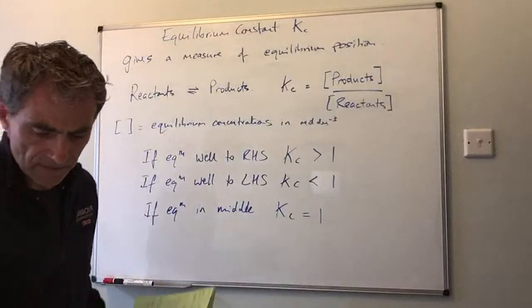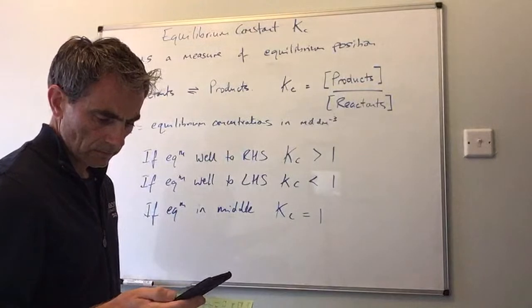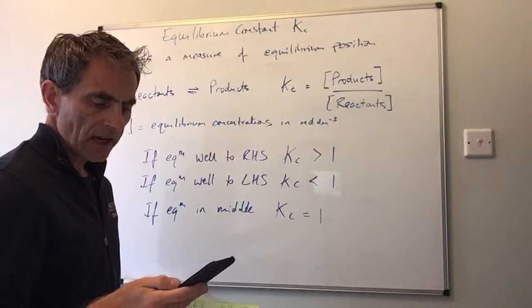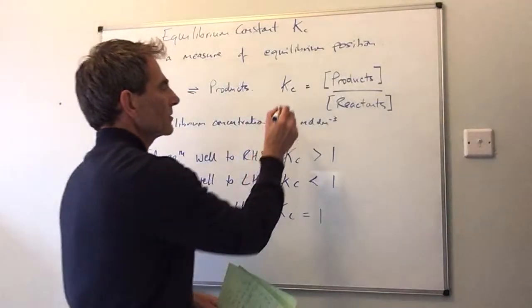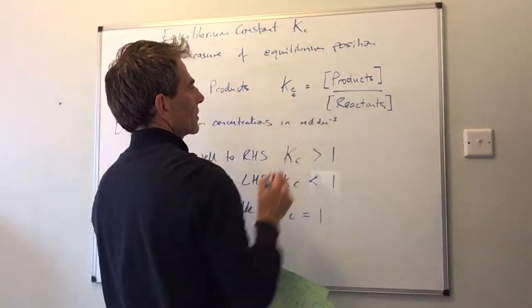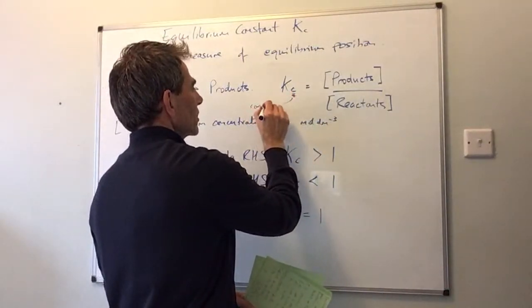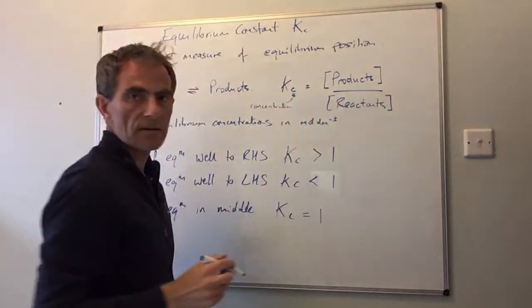Okay, so a couple of questions ping up there. Yeah, so Kc, the little c stands for equilibrium concentration. That little c there stands for concentration, obviously in moles per decimeter cubed.